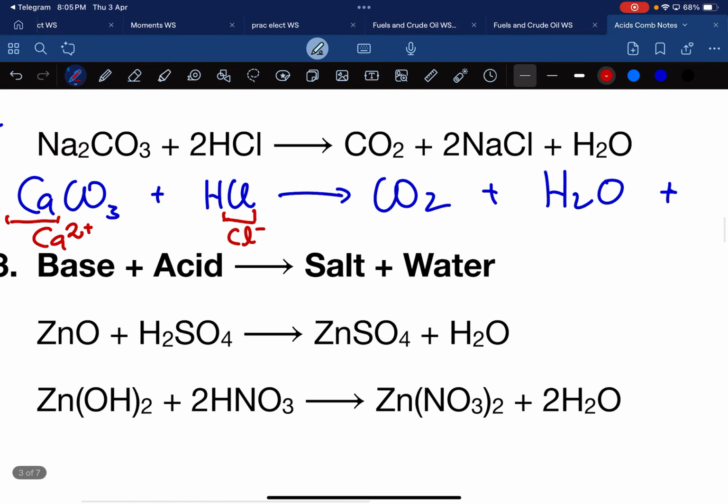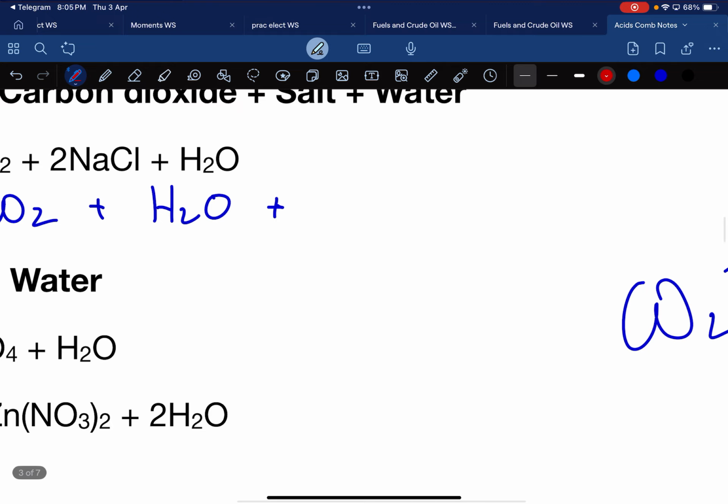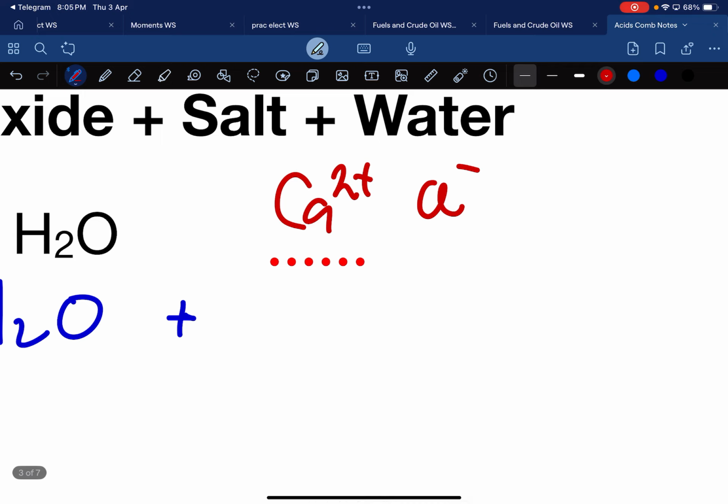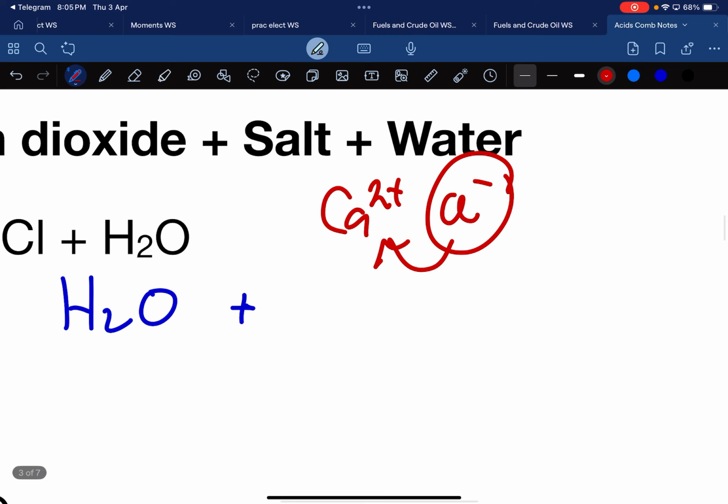Okay, and if you have Ca 2 plus and Cl 1 minus, how many chlorides do I need then? How many of him do I need to balance him? Yes. Okay, so what will your compound look like? You have 1 Ca, then you have Cl, and then you have 2 here.